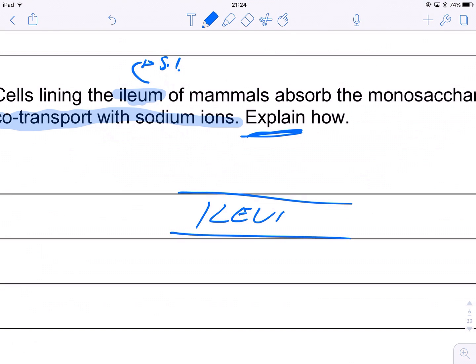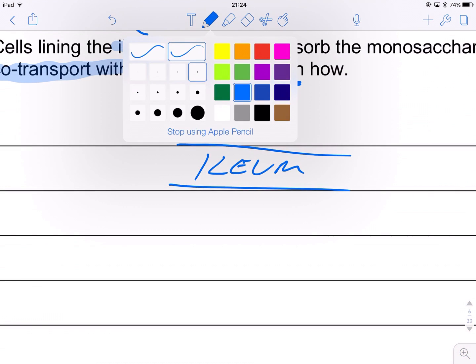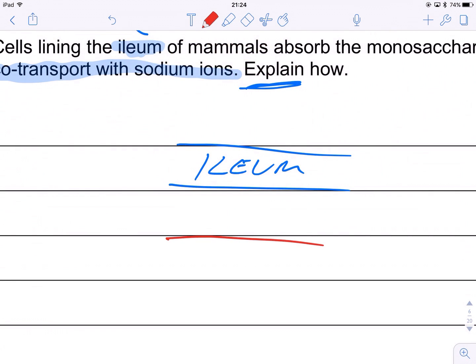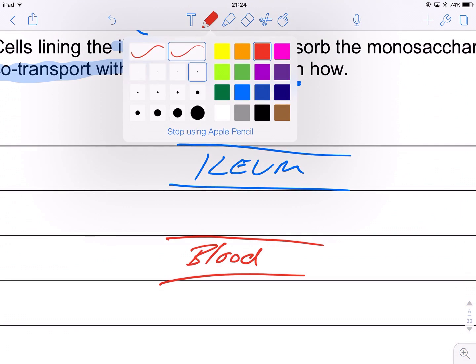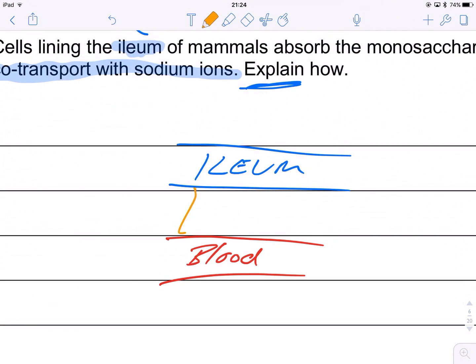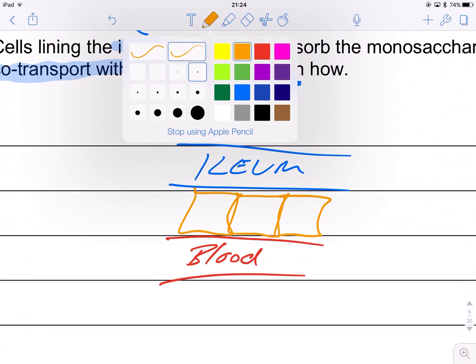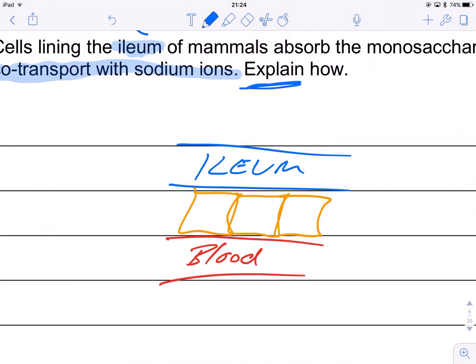just here, and then we're going to have our bloodstream just here, and in between that we've got a bunch of cells, and those cells we want to get our glucose through and out the other side into the bloodstream, and to do that we use co-transport. But the first thing we're going to look at is why we want to use that system to get as much glucose as possible in.